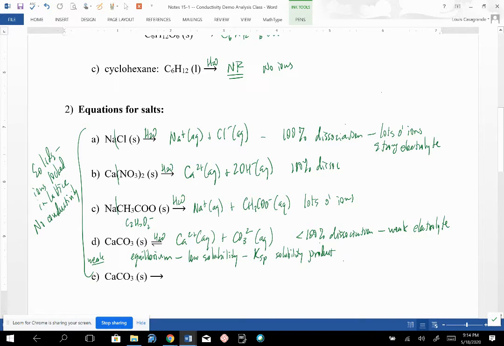Calcium carbonate, when you melt it, so if this was one that we melted, then that would make the calcium 2 plus ions as a liquid and the carbonate ions as a liquid. Now we would get lots of ions and conductivity.